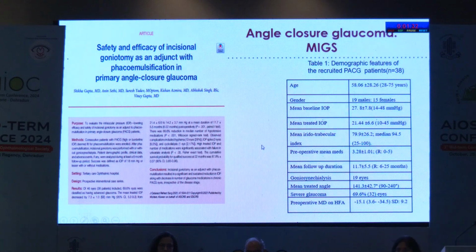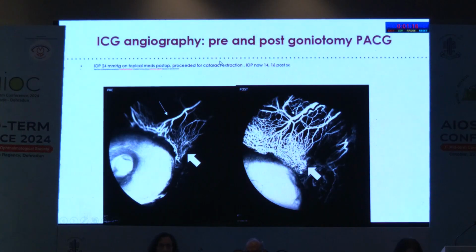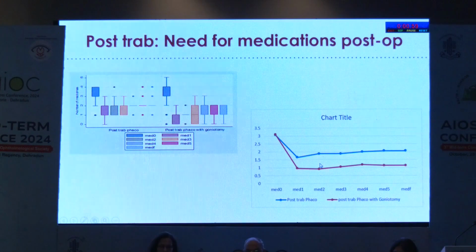So in angle closure glaucoma also, we have already shown that incisional goniotomy plays a huge role with phacoemulsification in these eyes, in lowering of the IOPs much more than phacoemulsification alone in terms of reduction in the number of medications, as well as a reduction in the mean IOP. So this is a patient where we did only goniotomy in a PACG eye, and we can see this is pre-surgery, and this is post-goniotomy without lens extraction in one of the eyes, and we can see that even with the goniotomy without lens extraction, it leads to an increase in the aqueous outflow channels post-surgery.